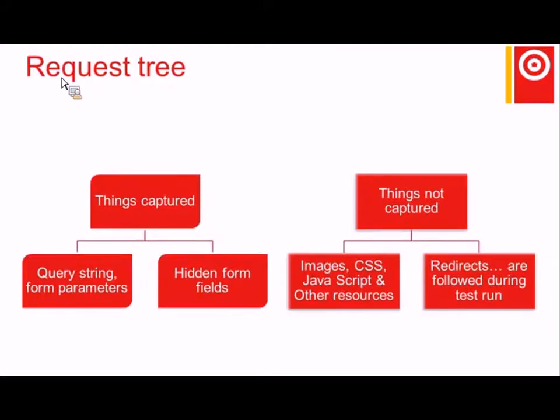Hidden fields tend to confuse people a little bit, but once you get used to them, they're quite easy. Things that are not captured but are still downloaded are things like images, cascading style sheets, JavaScript and other resources. HTML responses will be parsed, but only to identify these and download them at runtime. So even if it wasn't a dependent request when you made the recording, it will still download any additional ones that have come up since.